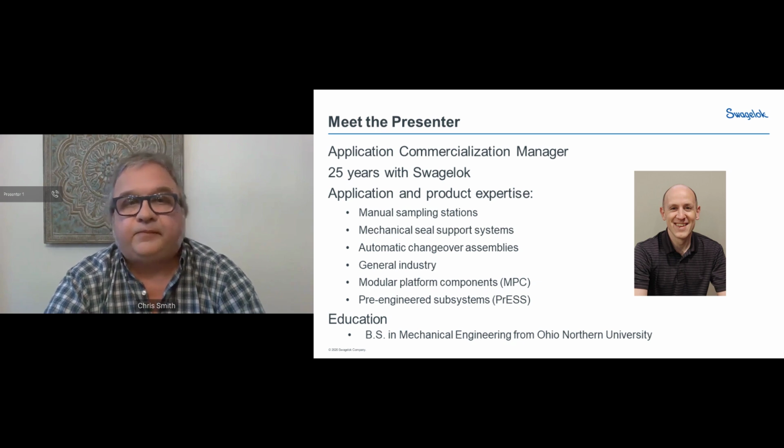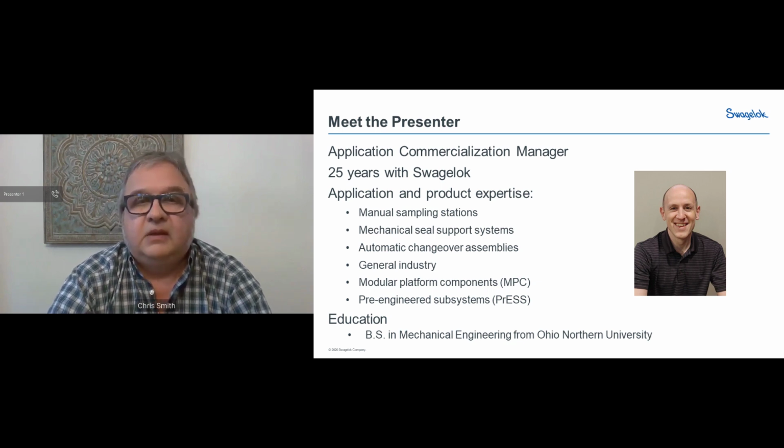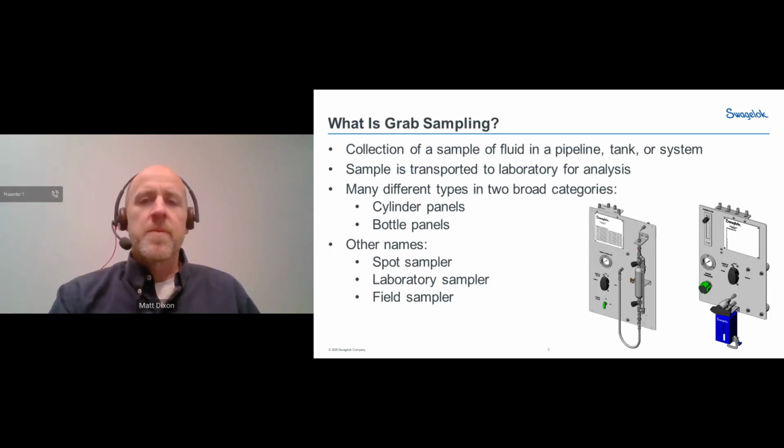All right. Thank you very much. Let's go ahead and jump right into the content. So just to make sure that we're all level set on what we're talking about, let's define what grab sampling actually is. Grab sampling is all about taking a sample out of the pipeline or tank or system and then transporting it to a remote laboratory for analysis. It's known by a lot of different names: sampler, spot sampler, lab sampler, field sampler. Here at Swagelok, and a lot of industry, just calls it grab sampling.